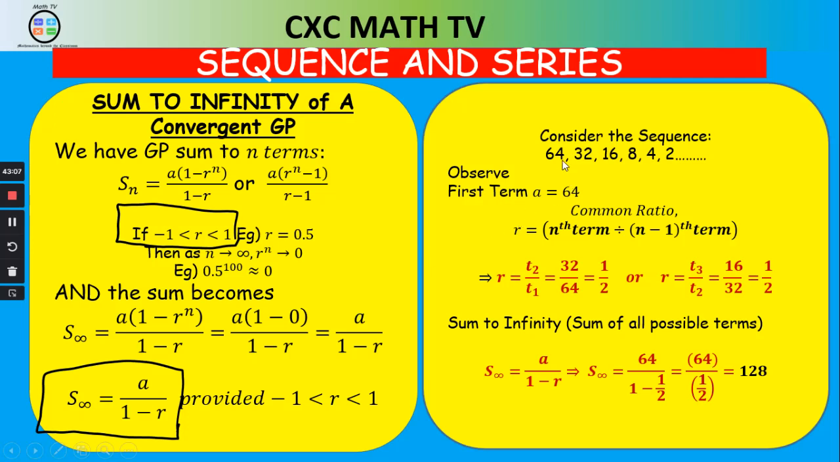Example, look at this: 64, 32, 16, 8, 4, and 2. A is 64. The common ratio is 32 divided by 64, which is a half. So the sum to infinity, meaning the sum of all possible terms, would just be 64 over 1 minus a half, which is 128. That's all. Easy.